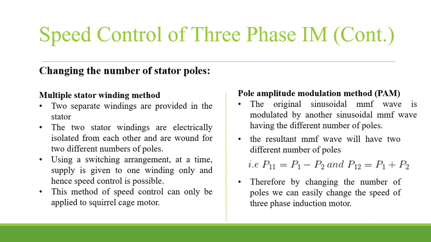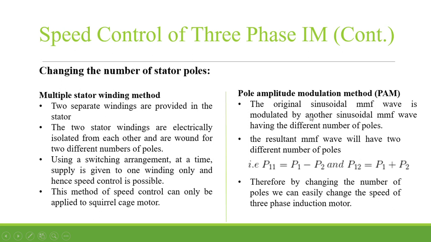So by changing the number of poles, we can control the speed of the revolving magnetic field, and so we can control the speed of the induction motor. This can be done only with a squirrel cage induction motor. This won't be applicable to the slip ring induction motor. Now the next one is the pole amplitude modulation method.